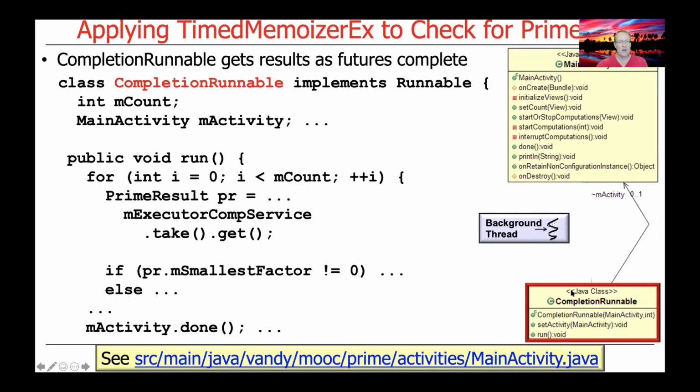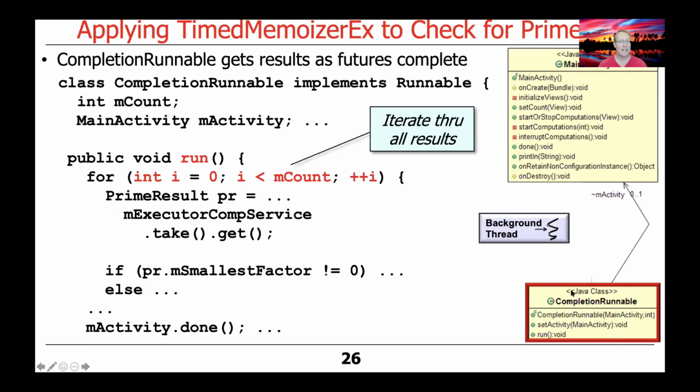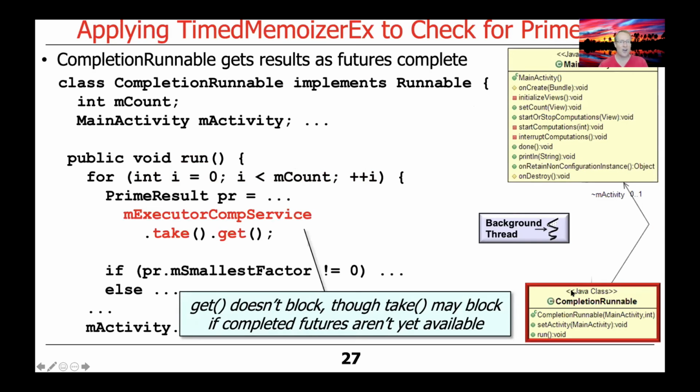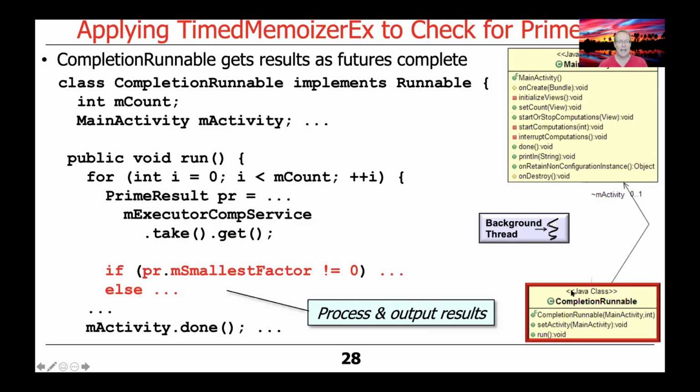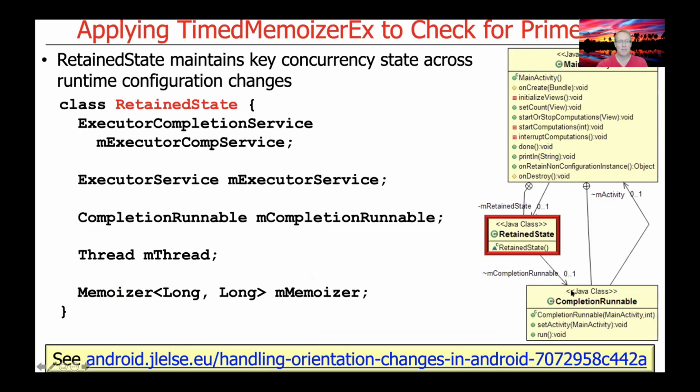And then if you take a look here, you can see what completion runnable has its implementation defined as. It implements a runnable, and then it just iterates through the results from i equals 0, i is less than count. It calls the take method on the executor completion service, and whenever another result's available, it gets it. Take might block if there's no result computed yet. Get will never block because you don't end up in the completion queue unless you're done. And then it processes the results and prints them.